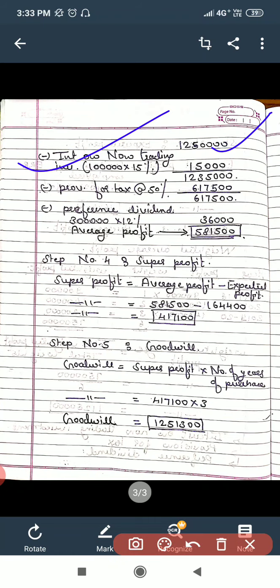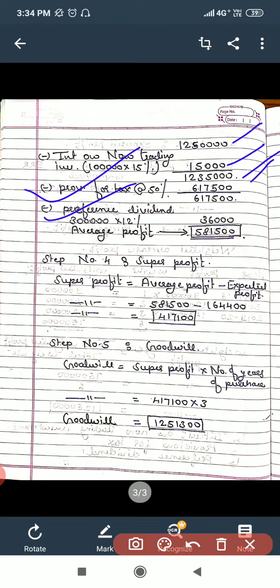Interest on non-trading investment. Where are you getting these investments from? Just have a look at the asset side of your balance sheet. You have been given 15% debentures of Bansi Limited face value rupees 1 lakh. So 1 lakh into 15%, how much interest you are getting? 15,000, which we are going to deduct. 12,50,000 minus 15,000 if you do, you will get 12,35,000 as your profit. From here, we will deduct the provision for tax at the rate of 50%, and that is 6,17,500.